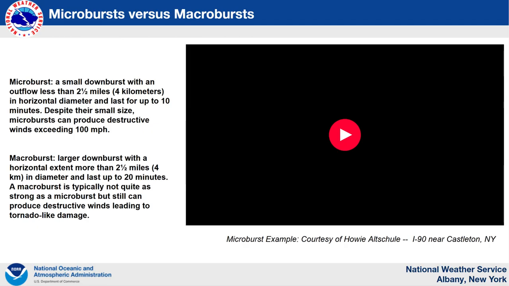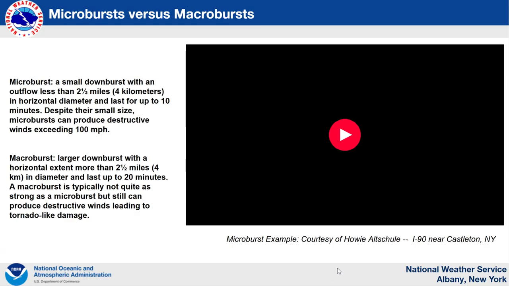Despite their small size, microbursts can produce destructive winds exceeding 100 miles per hour. Macroburst is just larger in scale. It's a larger downburst with a horizontal extent more than 2.5 statute miles in diameter. It can last up to 20 minutes. A macroburst is typically not quite as strong as a microburst, but can still produce destructive winds leading to tornado-like damage.